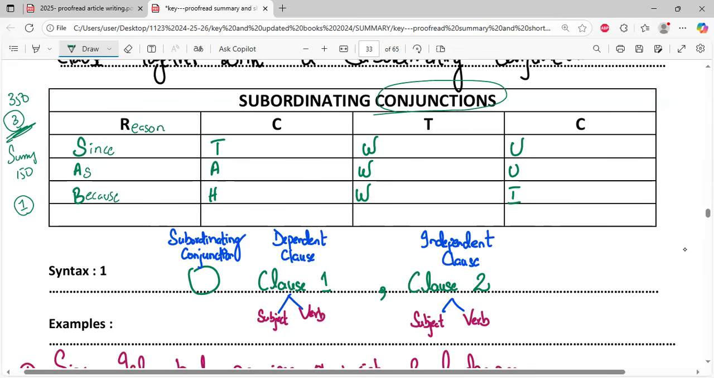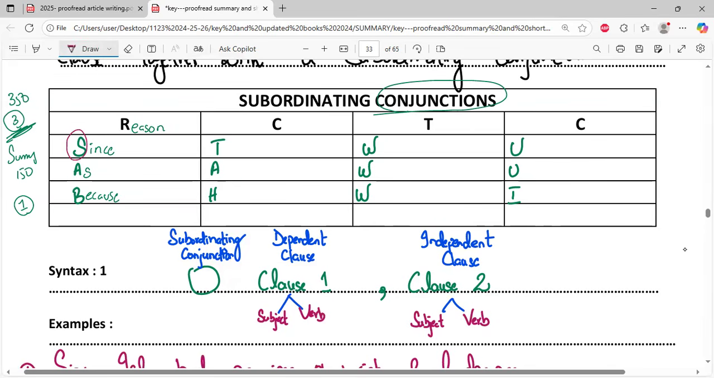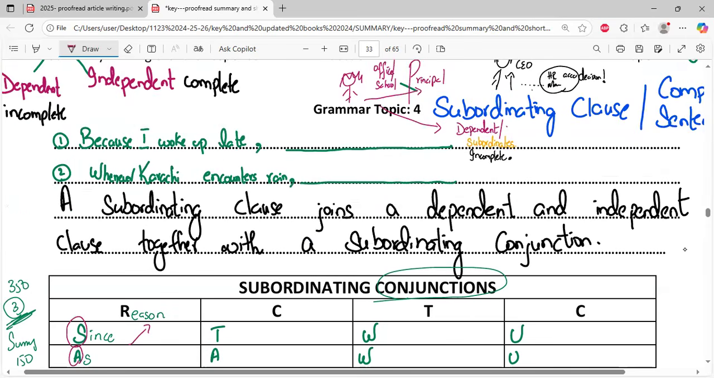All of these three, since, as, and because, ये सब के सब sub SAB. In sub say you can use to give a reason. See, this is so easy. Let's complete one idea first. Because I woke up late. So what happened? Because I woke up late.